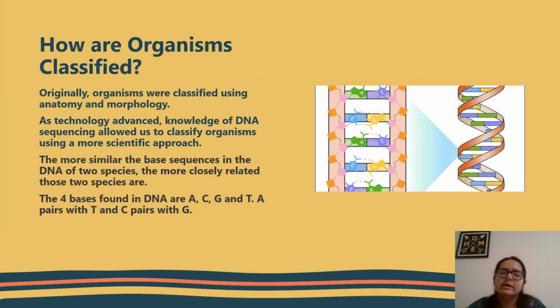How are organisms classified? Originally, organisms were classified using morphology and anatomy. Morphology is the overall form and shape of the organism, for example, whether they have wings or the organism has legs. And anatomy is the detailed body structure, which can be known by the dissection of an organism.